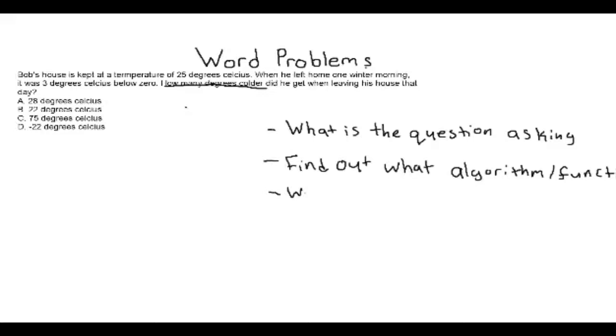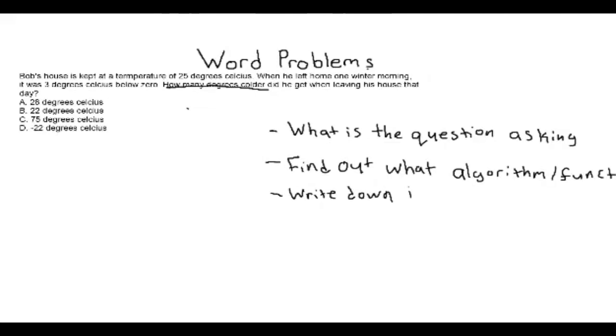you're going to write down the information given, and you're going to want to write down the information given in terms of what algorithm or function you're going to use. For example, we know 25 degrees Celsius is the temperature of the house and 3 degrees Celsius below zero is the temperature outside.